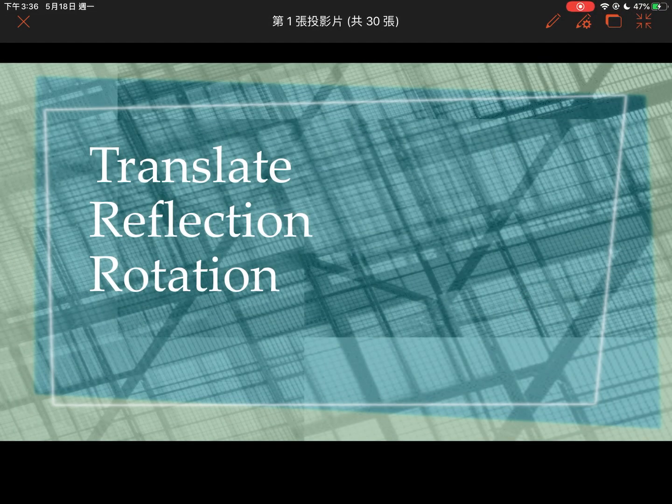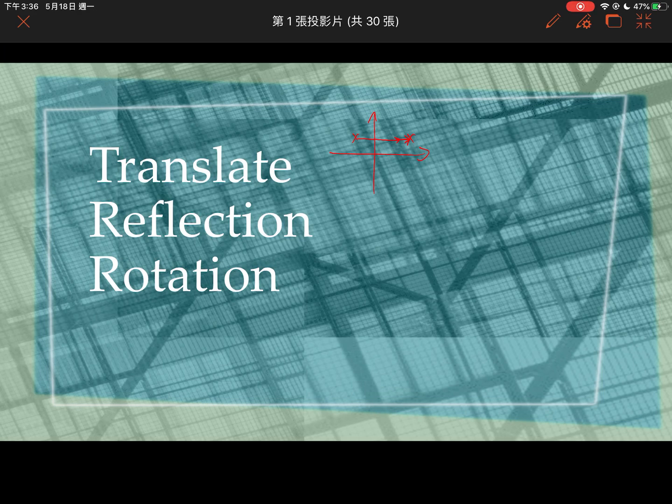So about the transformation of a point in coordinate plane, we need to learn three things. The first thing is translation. That means if we give you a point, and then we say that this point shifts to the right-hand side by how many steps, then this is called translation.